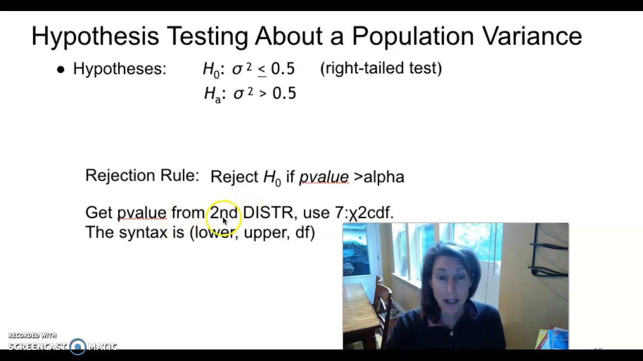We have to go to second function distribution and go down to number 7 and look for the chi-square distribution. Remember way back when, normal CDF and binomial CDF, all that? You're going to do chi-square CDF. And the syntax, the way you put this in, is lower bound, upper bound, and degrees of freedom, and that's how we get the probability of getting that test statistic. And then we compare it to alpha, to see if we should reject.